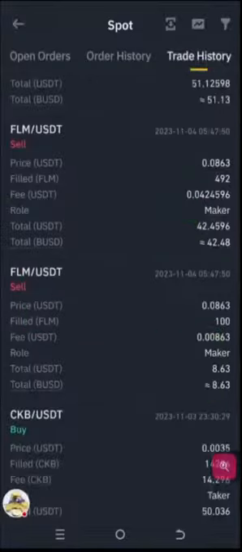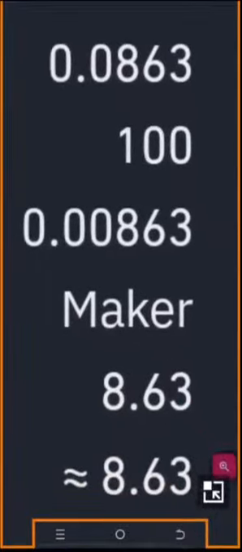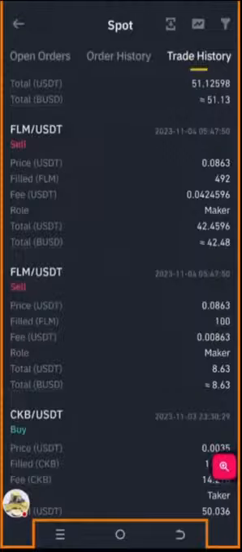Okay, so we have FLM. It got sold in 2 batches. It got sold at $42.48, and then the second one got sold at, I think it was like 8 cents. Come on, what's making this slow? Come on. It got sold at $8.63. Okay, so we got it sold in 2 batches. The first batch was $42.45. The other one was $8.63.